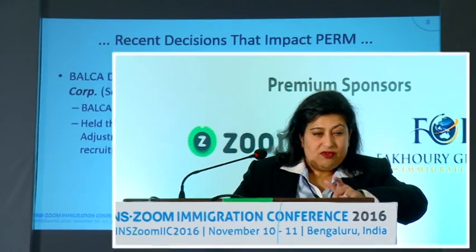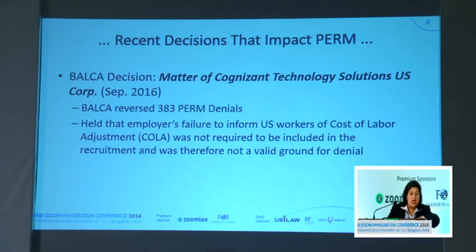Matter of Cognizant Technology, as recently as September, Volcker reversed the 383 Perm denials and held that the employer's failure to inform US workers about COLA was not a valid ground for denial. This is very typical in India. This is not something that the US is familiar with. So not including the COLA language in an ad is not a reason for denial, and that's how Volcker has reversed his decision.